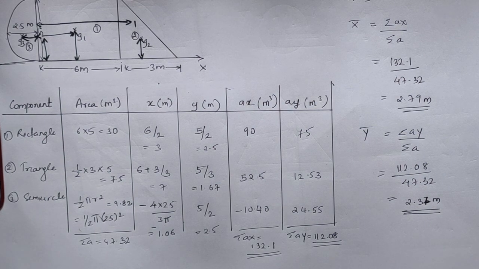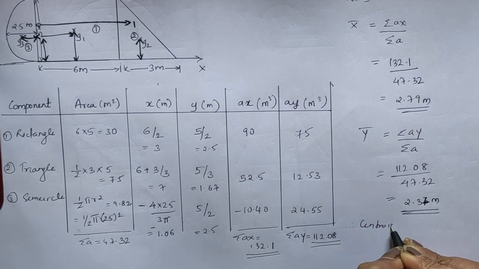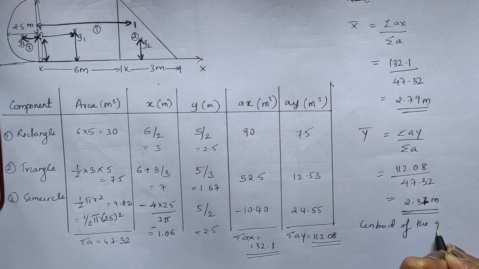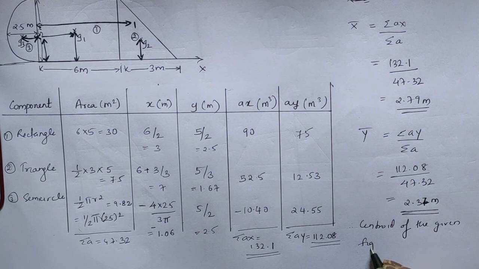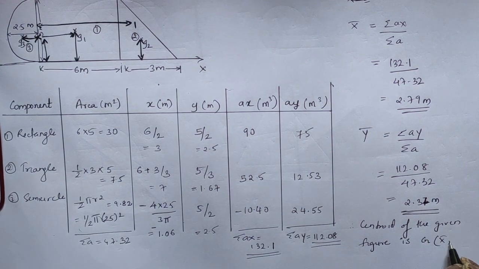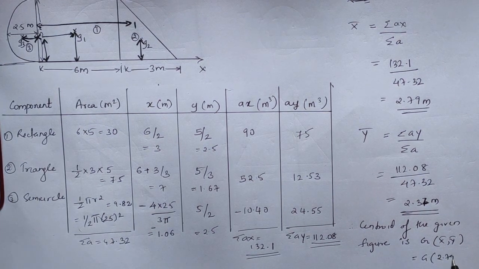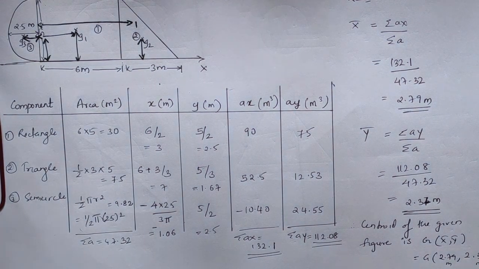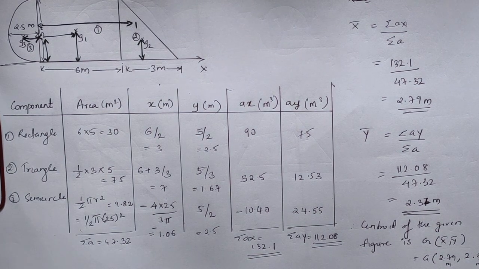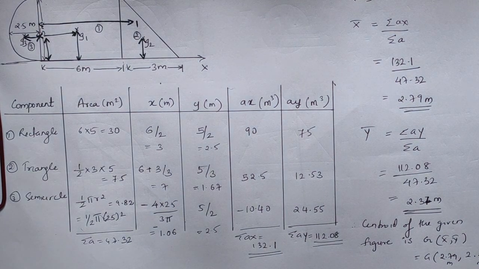So the last sentence you can write here is, therefore centroid of the given figure is G, x bar comma y bar, is equal to G 2.79 comma 2.37. Write the meter unit also. So this final sentence if you write, then your answer is complete.